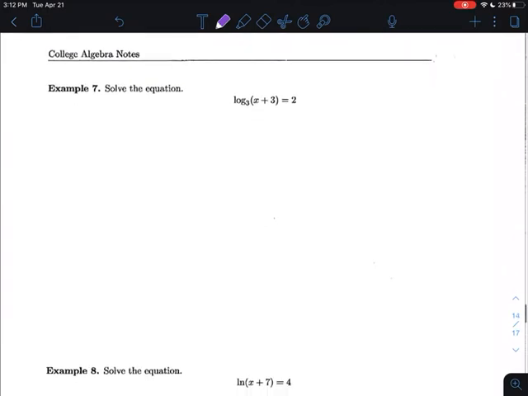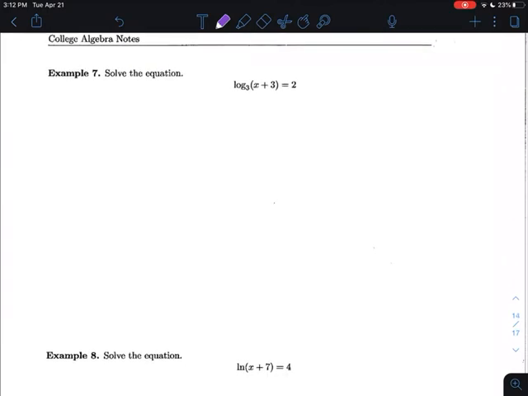So now let's look at some log equations. Just like when I use logarithms to help me solve an exponential equation, I'm going to use exponential form to help me solve a log equation. So let me write that down. To solve this, I'm trying to get x by itself. I'm going to rewrite it in exponential form.